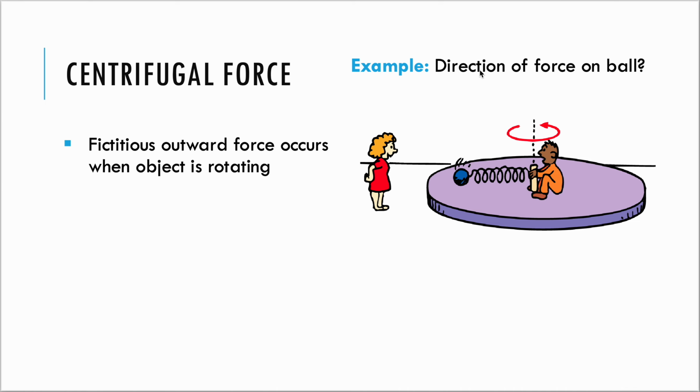What's the direction of the force on the ball? So it actually depends on your frame of reference. If you're the observer on the outside, who's not accelerating, you know that the spring force is pulling the ball inwards. And that spring force is providing the centripetal force so that the object can move in a circle. However, if you are the observer who's rotating, it seems to you as though the ball is being pulled outward. That outward force would be a centrifugal force.